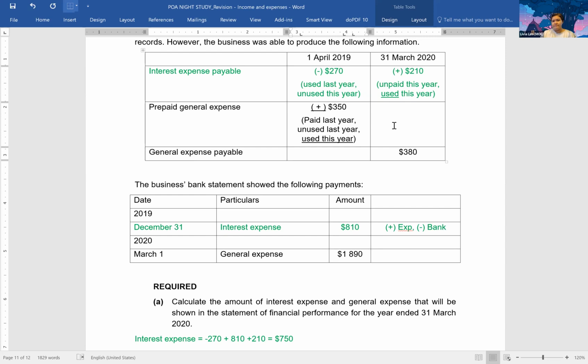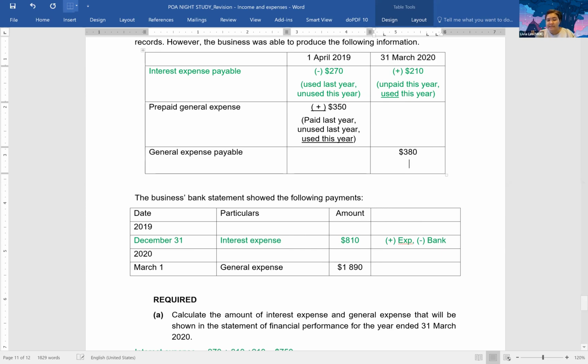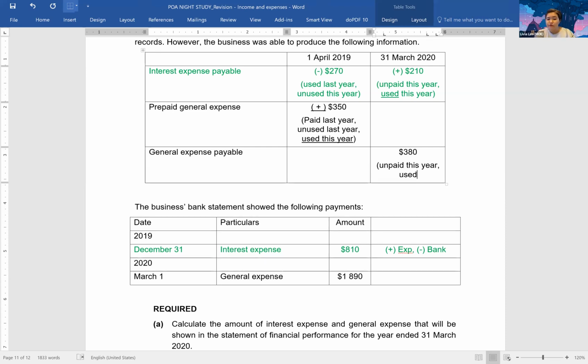All right, now let's take a look at 31st of March 2020. At year end, you have a general expense payable. At year end, when you have a payable, it means that it's unpaid at year end this year. Do you use it? Of course you use it. If you never use it, unpaid, unused, nothing happened. But you never pay this year and you used it this year. That's why there is an issue. Now, if you use it this year, then you should record it as a plus this year.